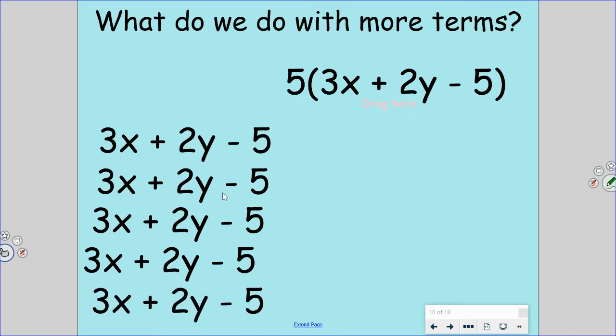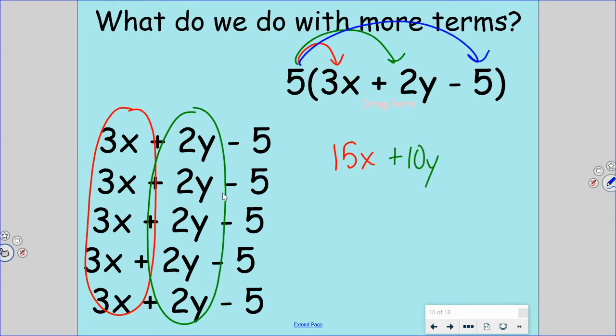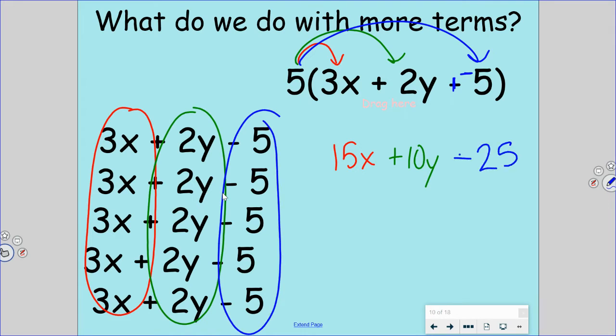All right, so what is 5 groups of 3x? 3x, 6x, 9x, 12x. I believe I'm seeing 15x's. What about 5 groups of 2y's? 2y, 4y, 6y, 8y, you guessed it, 10y's. And last but not least, what about 5 groups of negative 5? I myself am a fan of changing that to add the opposite. We got negative 25. You may write subtract 25, or you may write add the opposite.